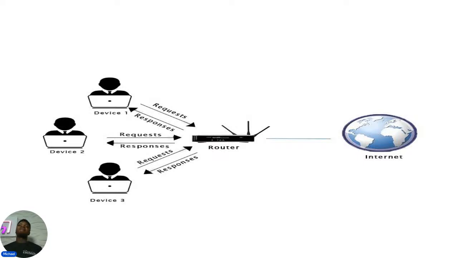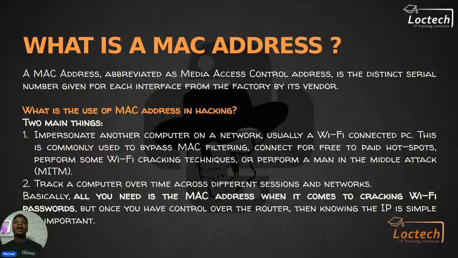Okay, so these end devices, as you can see, they need to have access to the internet. And so what do they do? They send what we call request packets to the router, requesting that they will be granted access to the internet. And then the router responds with the access. Okay, so that is the connectivity between the end device and the router, which in turn grants the end devices access to the internet.